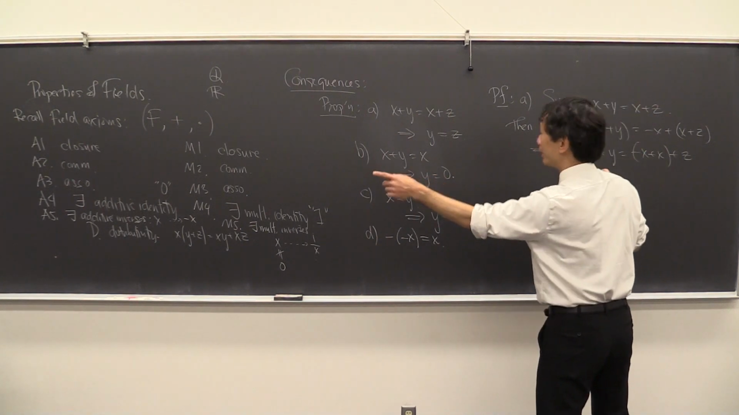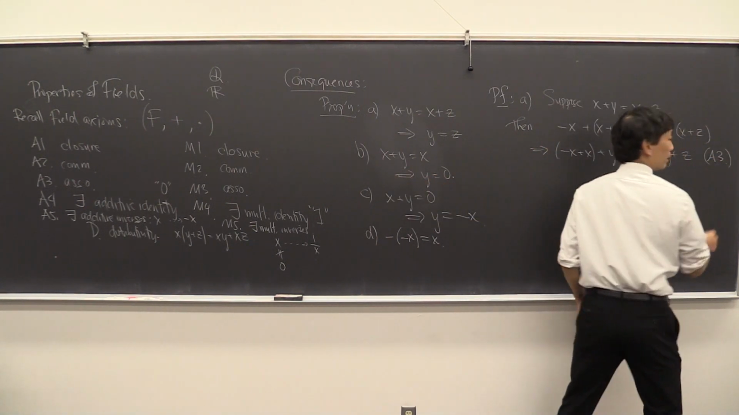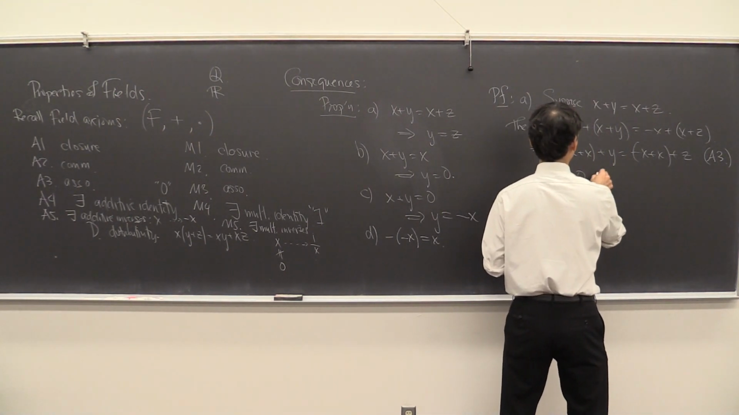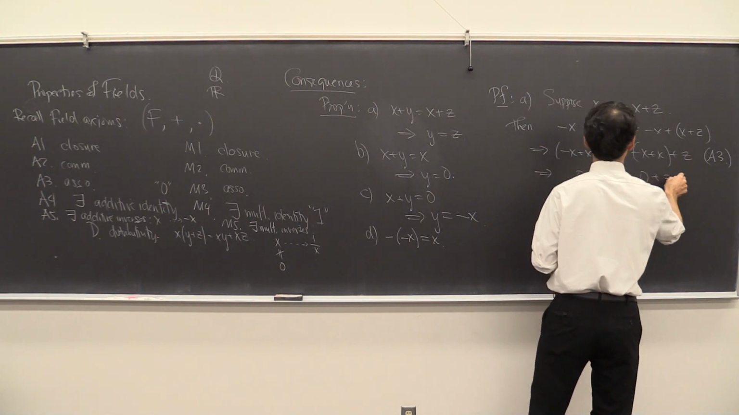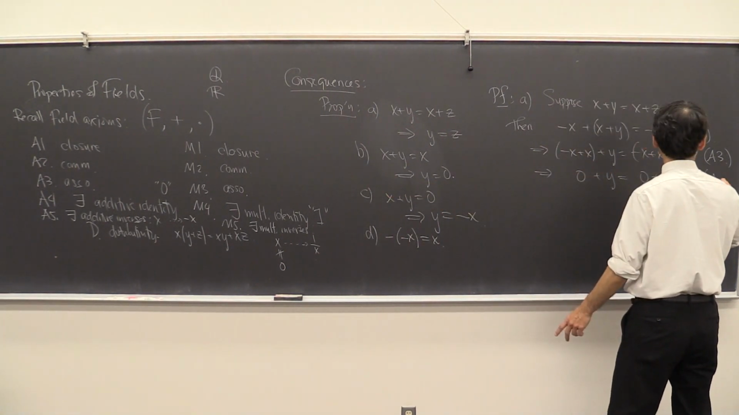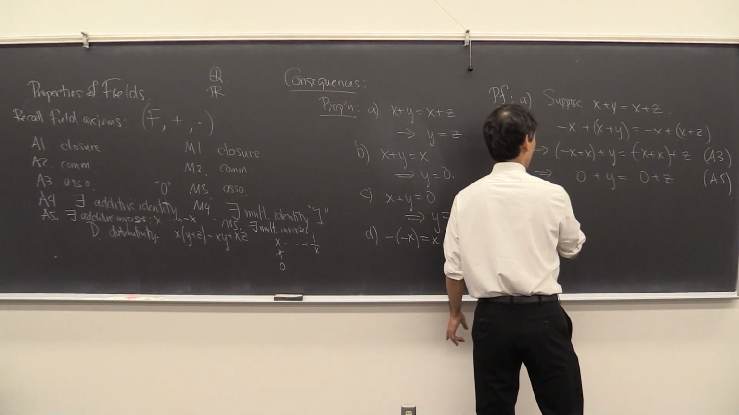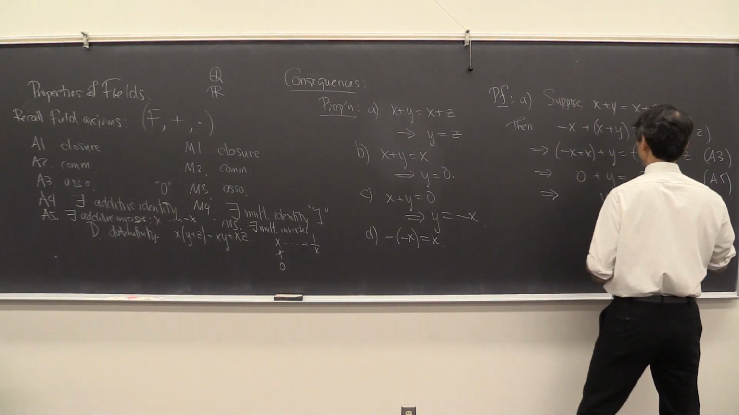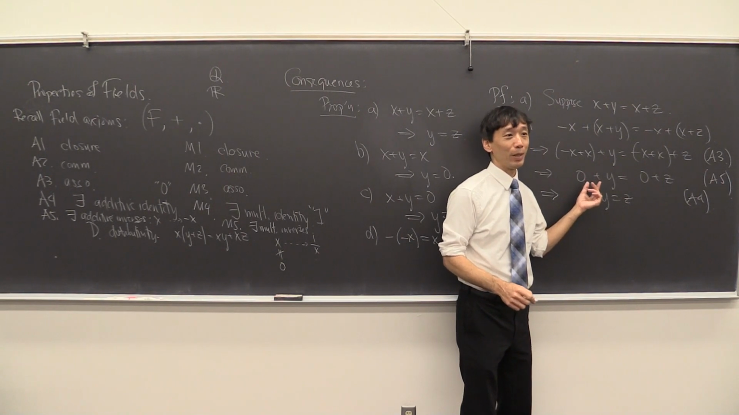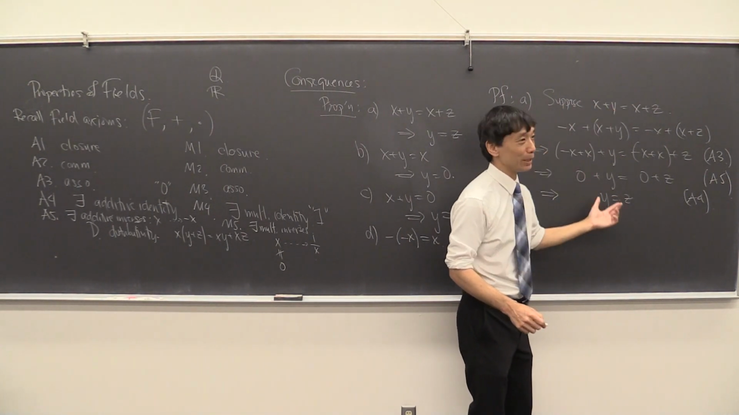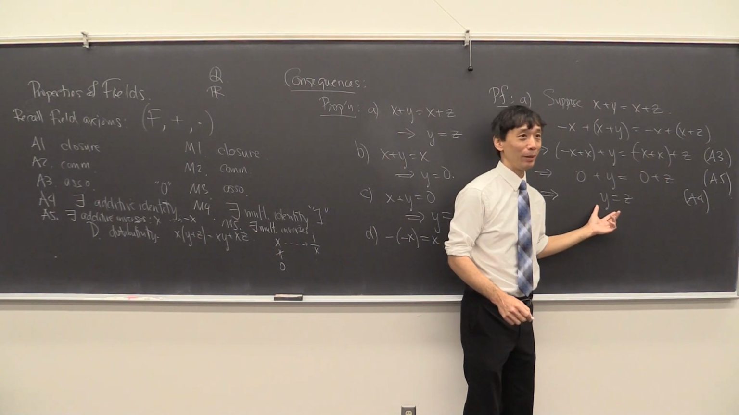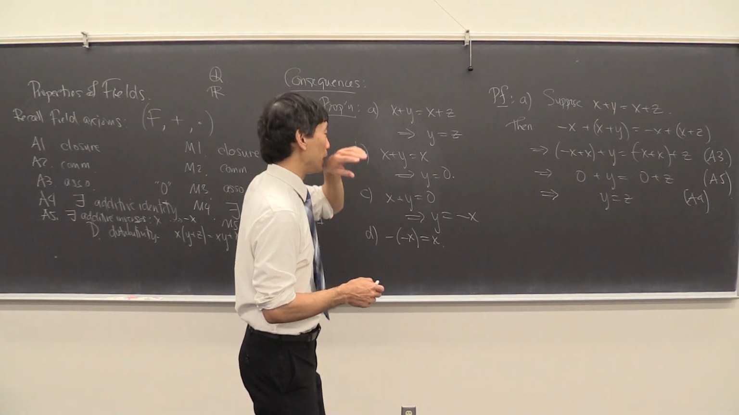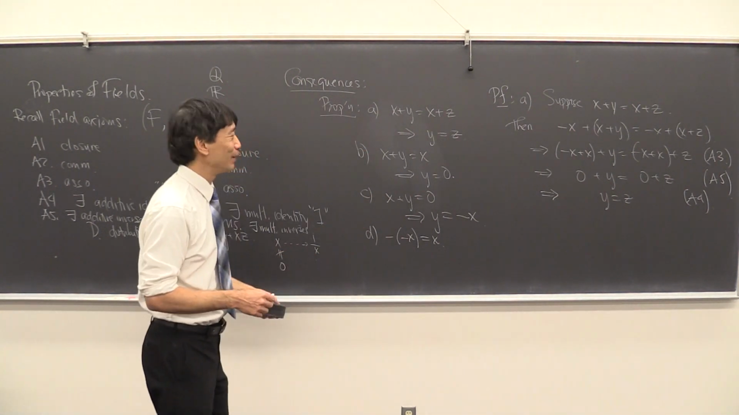So what are we using? We're using the associative property. Then we get 0 plus y equals 0 plus z; we're using additive inverses. Then that tells you that y equals z, and we're using the fact that 0 is the additive identity. So that's how you get from here to here using the field axioms. Pretty dull, right? It's dull.